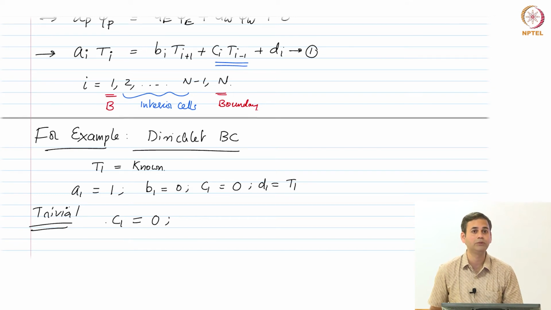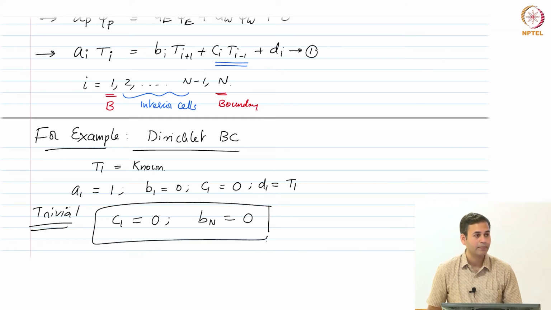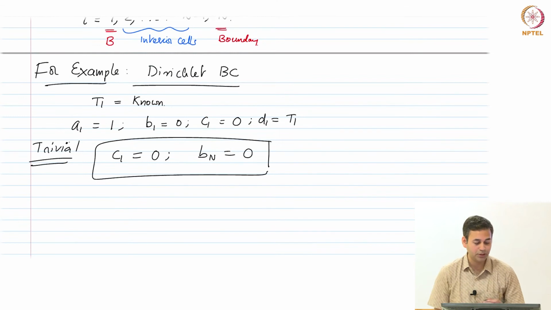What is the other one that will be 0 if you go to the other end? B_i, for i equals n. You are trying to write an equation for the nth cell and you do not have a connection to n plus 1, because you do not have anything outside the boundary. So, essentially Bn is also equal to 0. These are set to 0 so that the connections to the outside of the boundary are disconnected. These are always 0 irrespective of the boundary condition we apply.